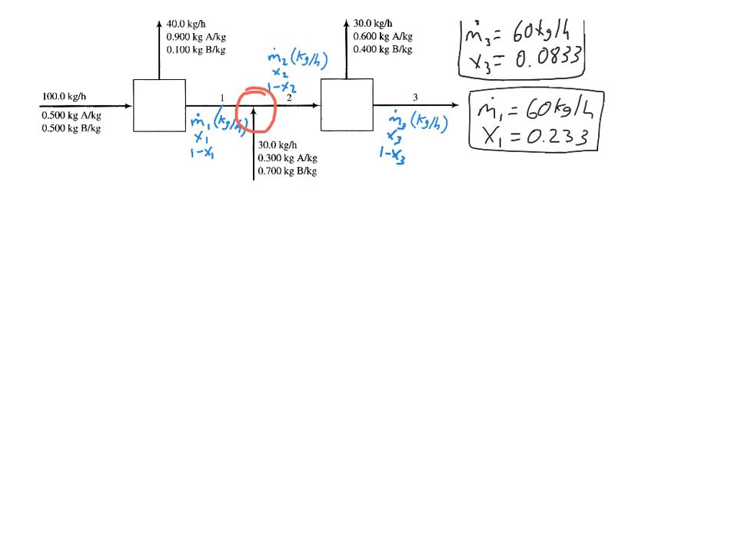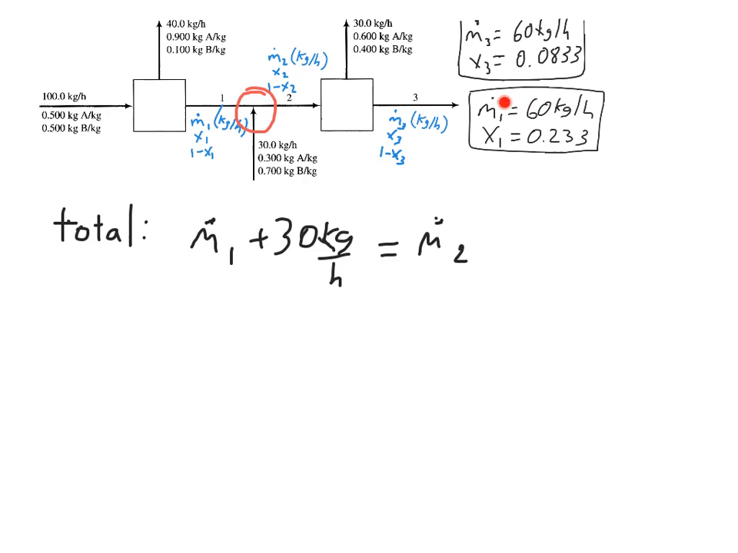And by doing that, I'll have the total balance, which has M1 plus 30 kilograms per hour is equal to M2. And that's just, again, what's going in, these two streams going in versus what's going out. And this is just a straightforward equation because I know M1, I found it over here, and I can solve for M2, and I get M2 is equal to 90 kilograms per hour.